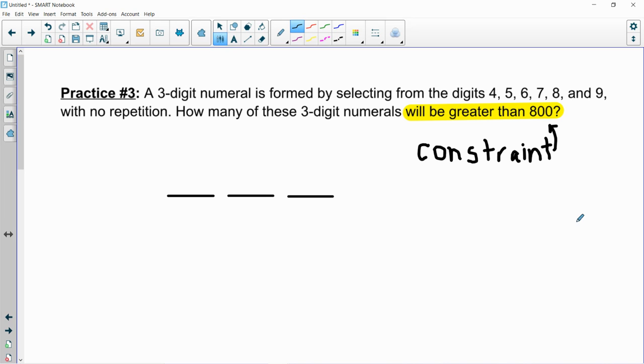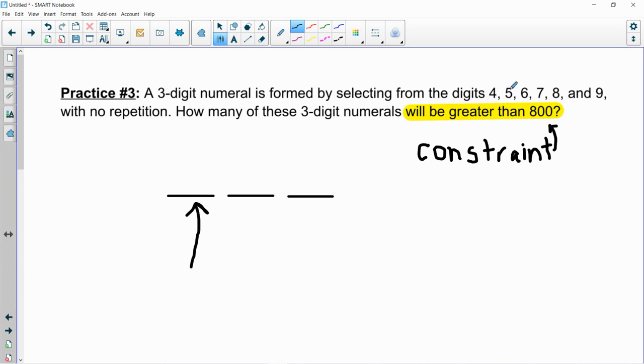It didn't just say, how many 3-digit numerals can we make? We don't care what it looks like. It's now saying it's got to be greater than 800. So think about that. If this number that we put together has to be greater than 800, we have to worry about the hundreds place. This is where the constraint comes in. We can't put the number 4 here, right? Because that would be a number in the 400s, or 5, or 6, or 7. Those would be 400s, 500s, 600s, and 700s. They're all less than 800.